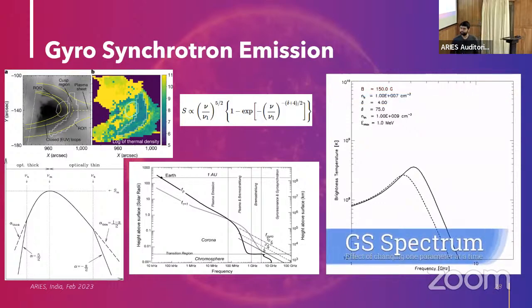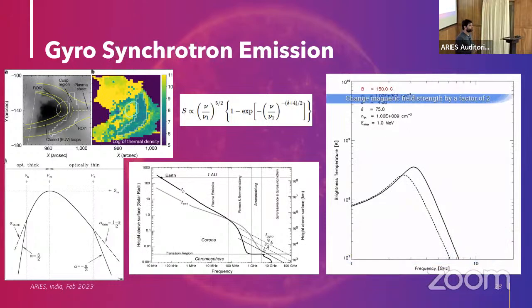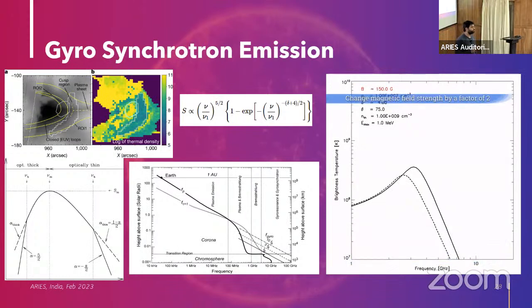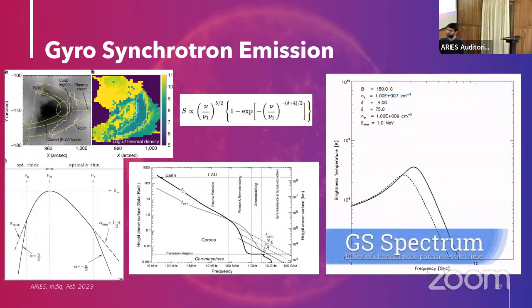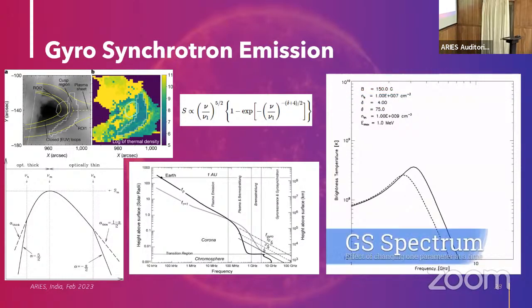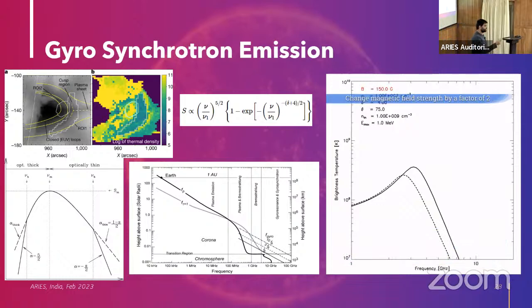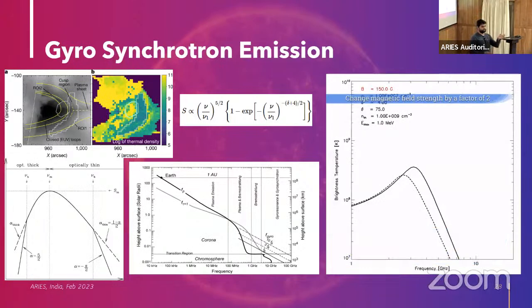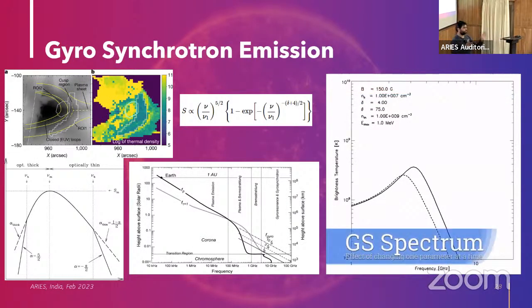So how do you expect the emission at this very low frequency? So you are showing the 20 megahertz or the 40 megahertz emission. So how do you expect? Right. So what happens in the optically thick part here? The spectrum has a negative slope. But at low frequency, there is a suppression of emission, because of the high thermal density.